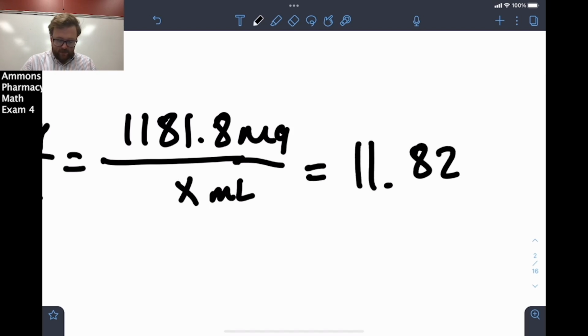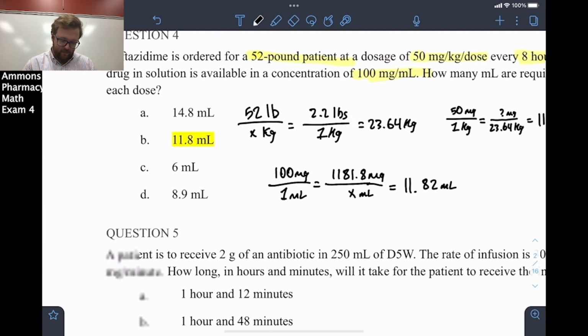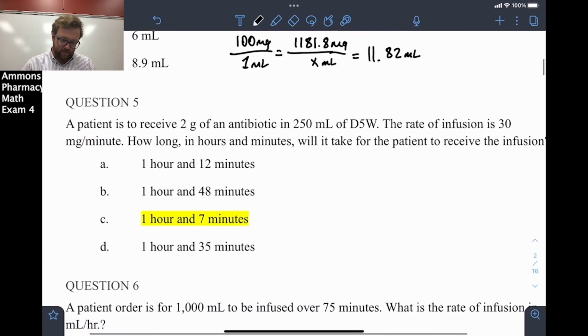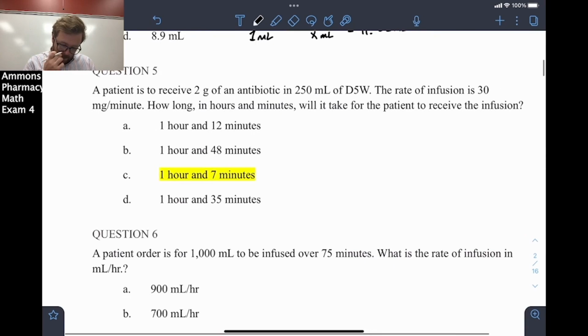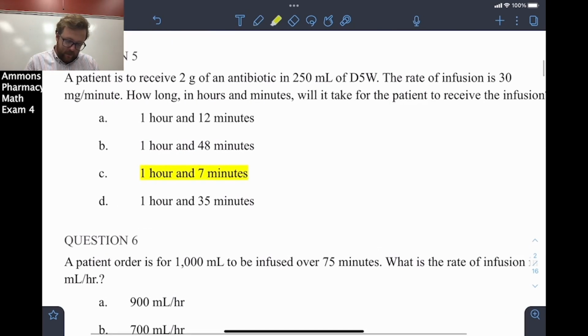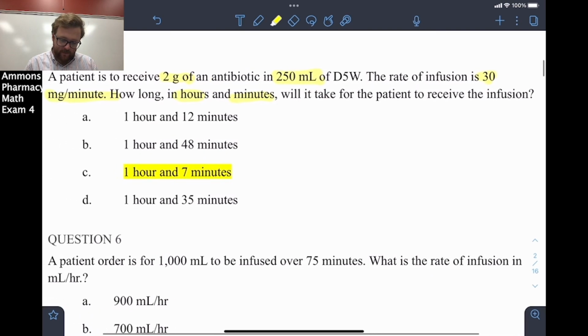We'll call it 11.82 mils, and there's the answer. All right, he receives 2 grams in 250 mils. The rate is 30 milligrams per single minute. How long in hours and minutes will it take to receive the infusion?